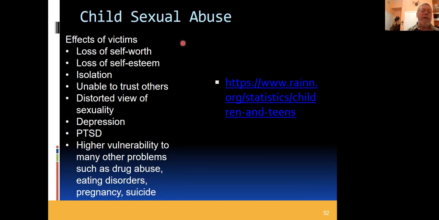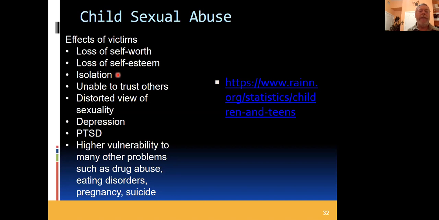Okay, so some of the other well-documented effects of sexual abuse on victims. A loss of self-worth, loss of self-esteem. So the person sees himself as being now less valuable and thinks of themselves less highly. It's kind of a tendency almost to blame themselves in some cases. Also, the victim may be isolated.